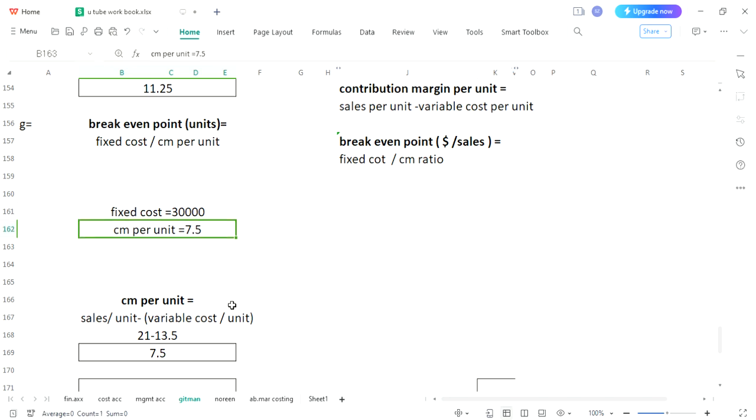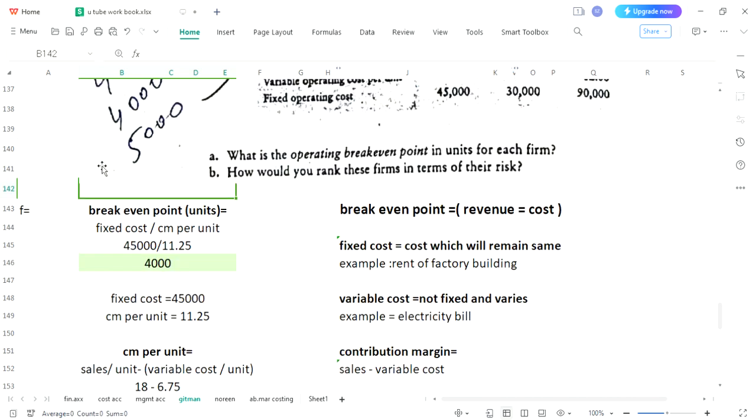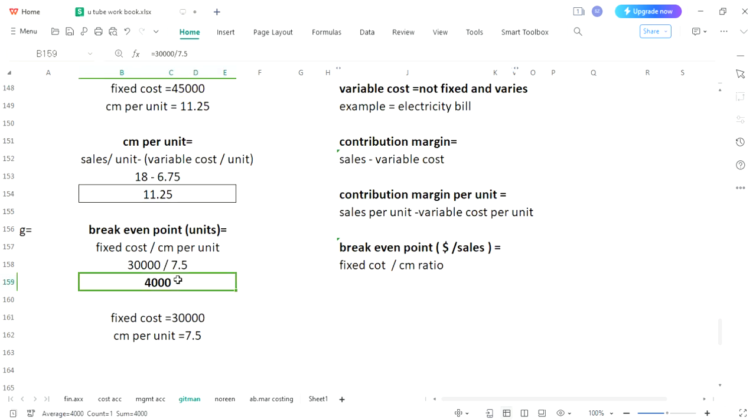Both factors are finalized. We can use our formula. First we need fixed cost, and we have mentioned over here 30,000 is your fixed cost. You need to divide it by CM per unit, which we recently calculated as 7.5. The statement is completed. Now you can put it on your calculator. 30,000 divided by 7.5. We have got the second answer. For firm G it is 4,000, and you can see that the answers are mentioned over here. Firm A 4,000, firm B again 4,000. So for the second firm we have completed our break even in terms of unit. Let's mark it as it has been done.